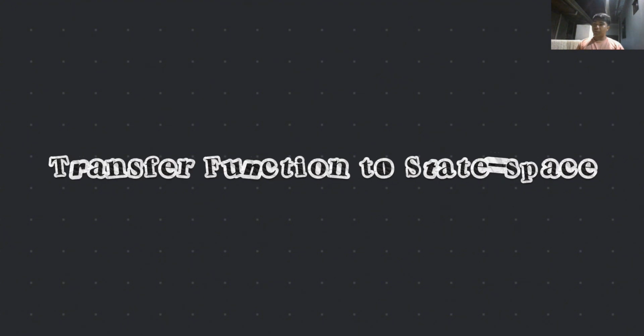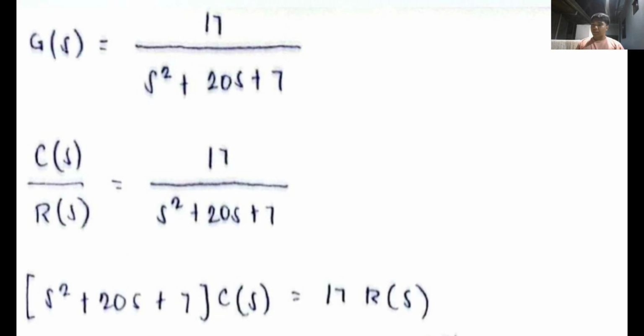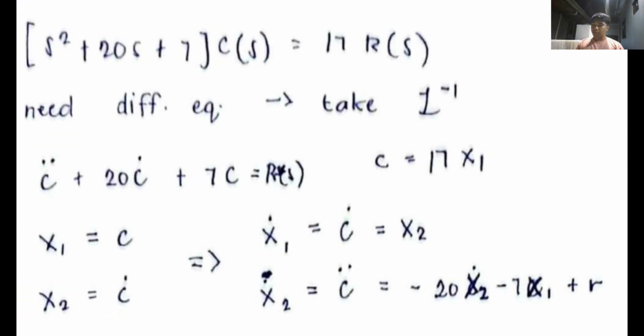And now let's convert transfer function to state space. Let's solve this given transfer function to state space. G(s) is equal to 17 over s squared plus 20s plus 7. So G(s) is equal to C(s) over R(s). Then cross multiply: (s squared plus 20s plus 7) times C(s) is equal to 17R(s). So it needs a differential equation.